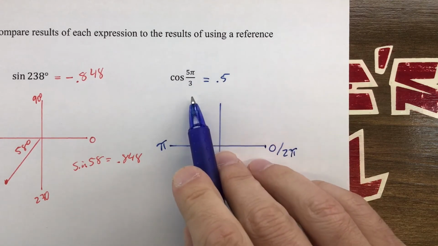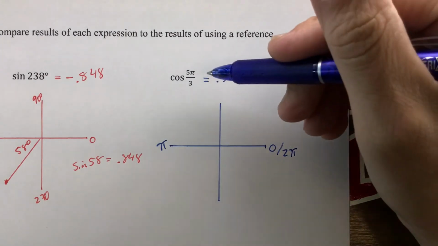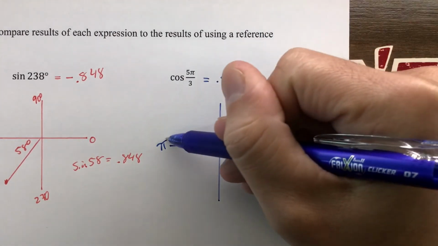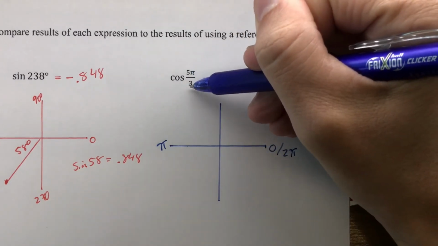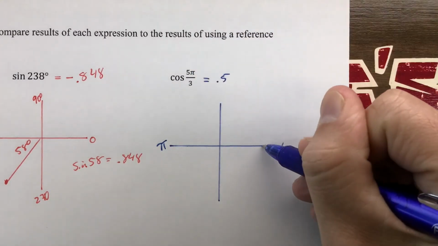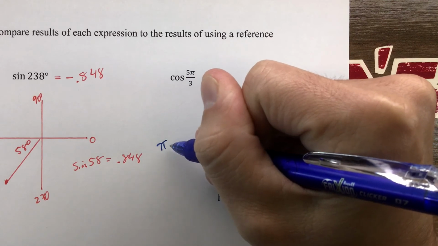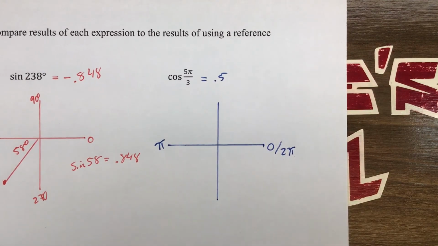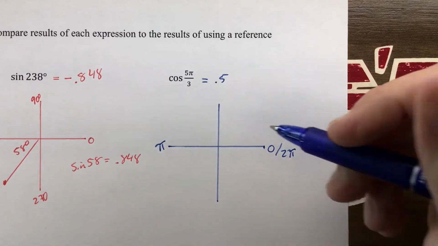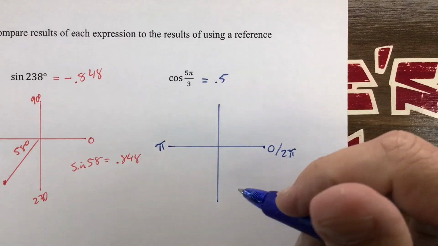5 pi over 3. All right, remember that the top is pi, and then you've got another pi down there. So we've got 5/3 of a pi. Okay, 3/3 of a pi would actually get you to pi. So you want to look at that denominator and think about using that to divide up one of the sides here by that amount. I don't know how exact I can do that.